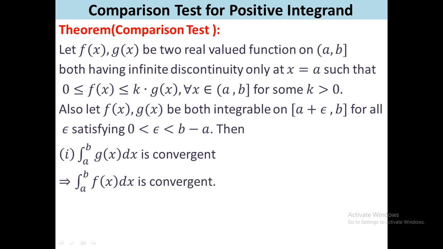You can remember that in that approach, suppose you neglect k, just imagine that k is not present, so here g(x) is greater than or equal to f(x). So you remember that if larger converges, then smaller will also converge. If the larger function or the larger integral is convergent, then the smaller integral is also convergent. And number 2, if the smaller integral is divergent, then the larger integral is also divergent.